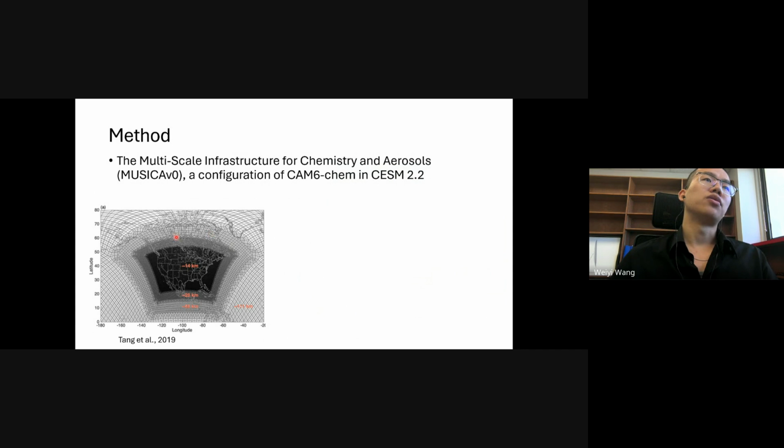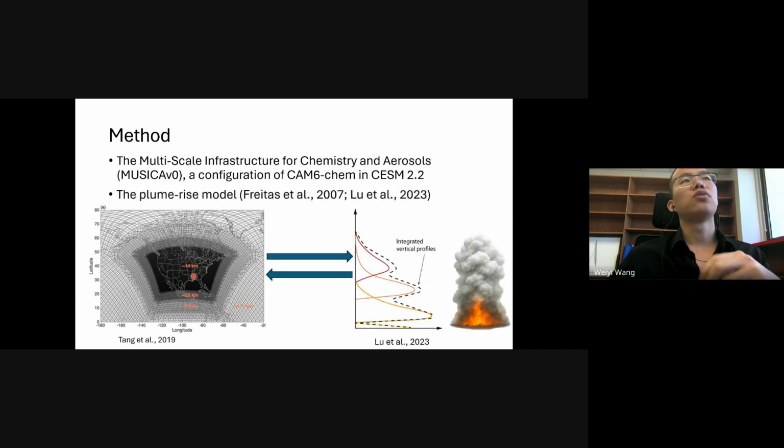Now this figure shows the variable resolution grids used in this study. The model horizontal resolution increased from 100 kilometers to 14 kilometers over the continental US. In the default model, the biomass burning emissions are at the surface. To interactively calculate the injection heights, we include the plume rise model developed by Freitas et al. in 2007 in MUSICA.